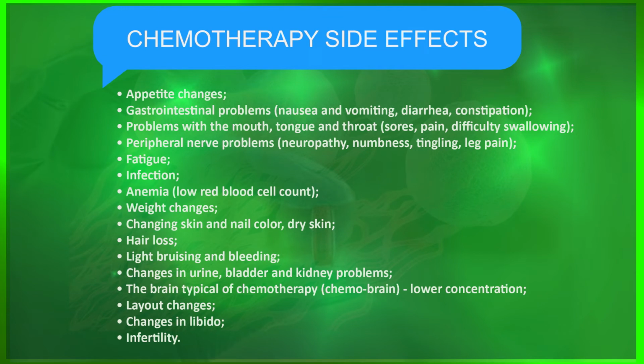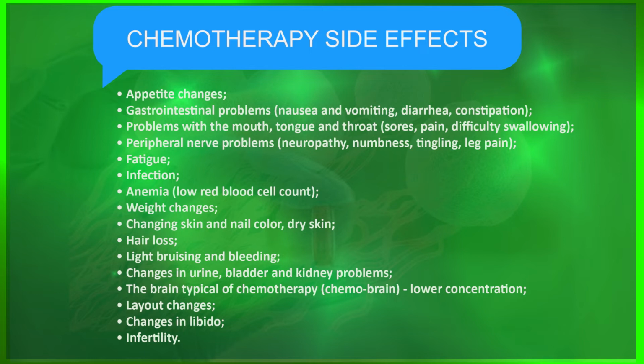Chemotherapy side effects. Appetite changes. Gastrointestinal problems: nausea and vomiting, diarrhea, constipation. Problems with the mouth, tongue and throat: sores, pain, difficulty swallowing. Peripheral nerve problems: neuropathy, numbness, tingling, leg pain. Fatigue. Infection. Anemia, low red blood cell count.